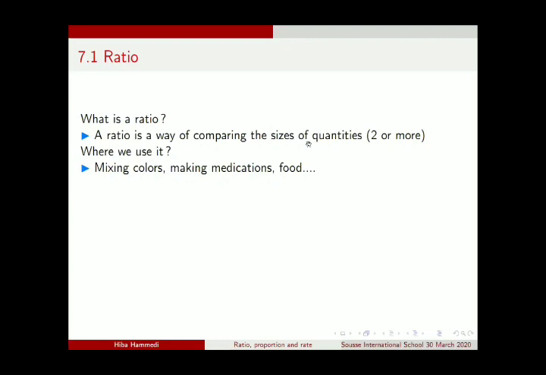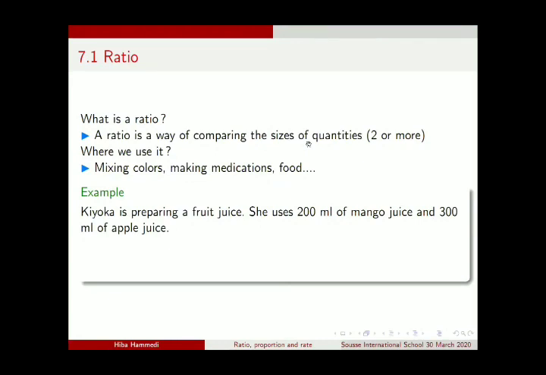If I'm making a cake, they will tell me to use 2 cups of flour, 1 cup of sugar, etc. So you need to follow these ratios to make a good cake, else I will get a very bad result. Okay. Now let's focus on this example.